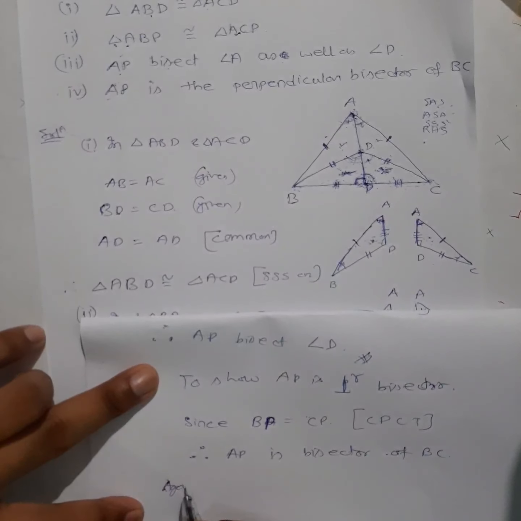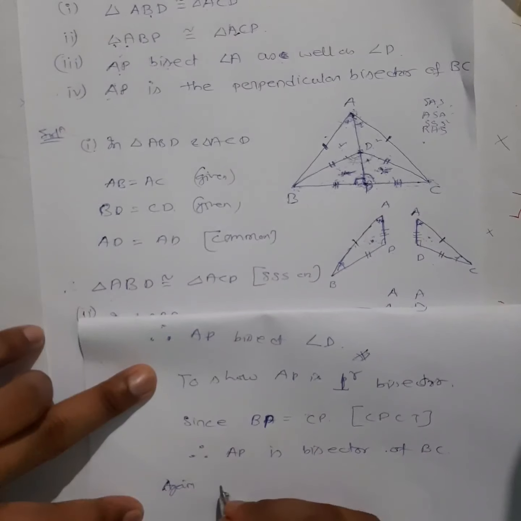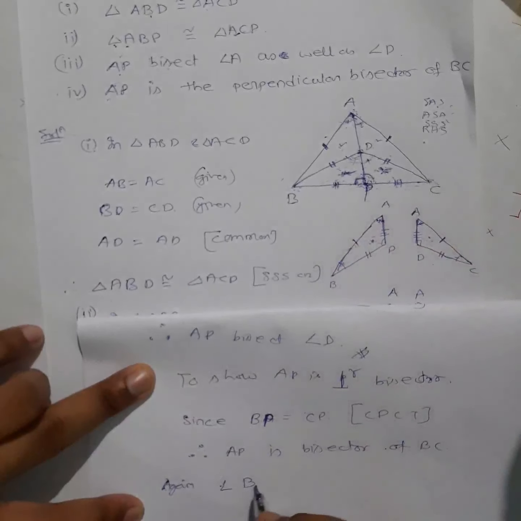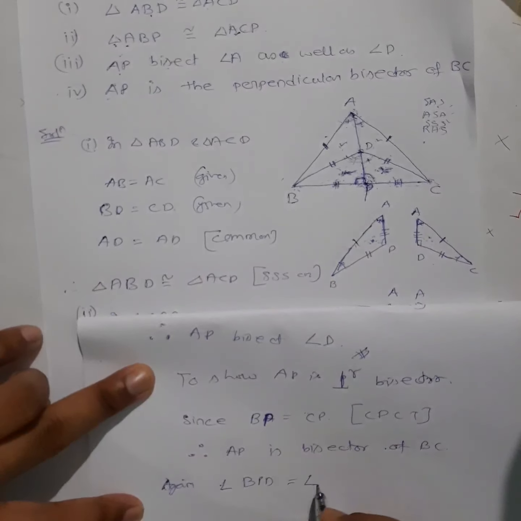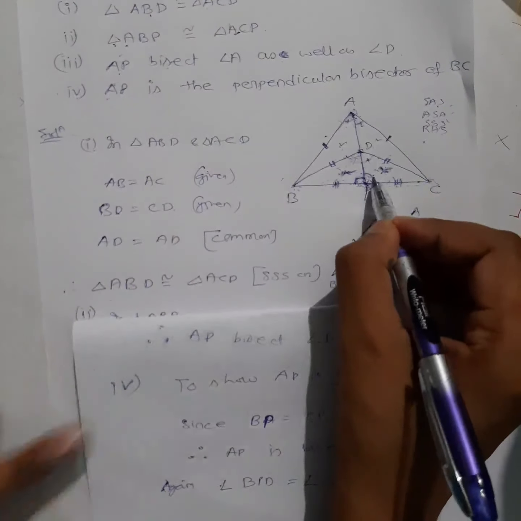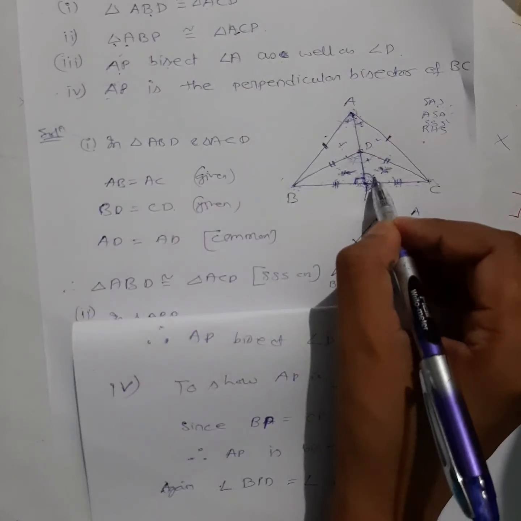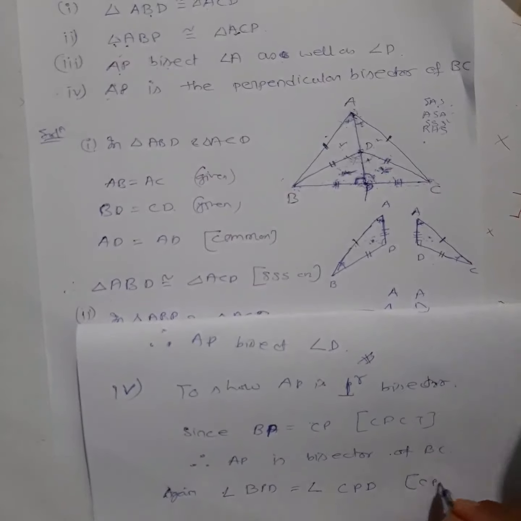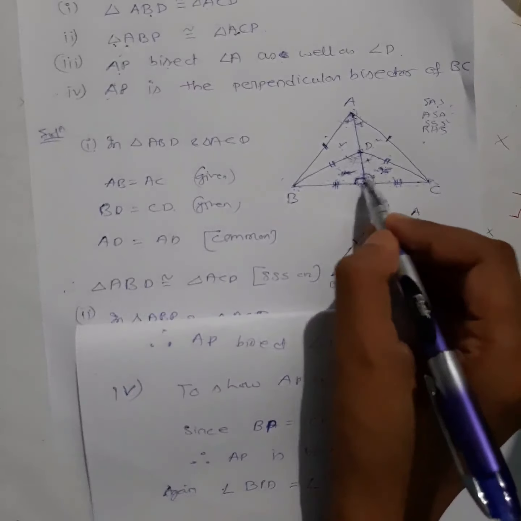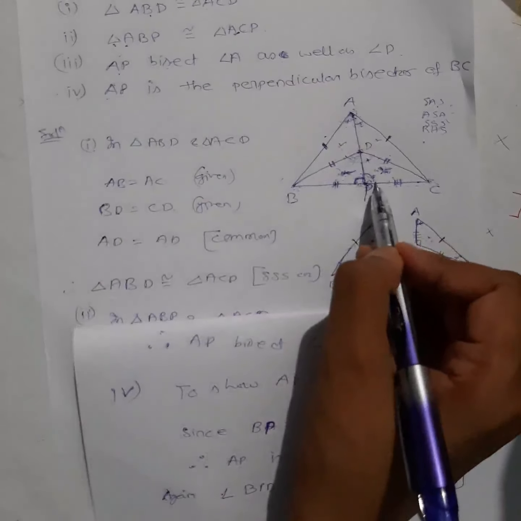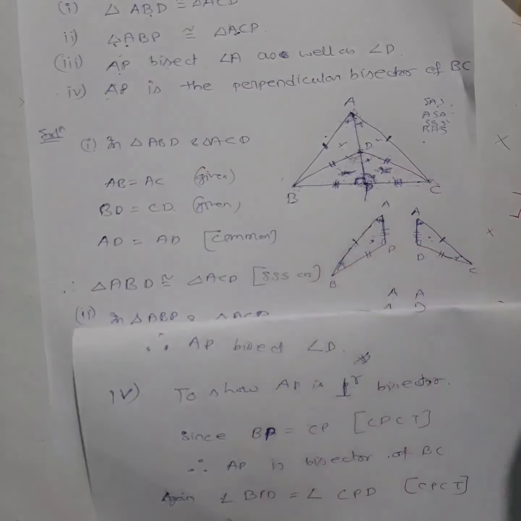Again, angle BPD is equal to angle CPD. This angle and this angle equal, right? I have to show what? This angle 90 degree I have to show. For that, I know that these two angles are equal. First thing, CPCT again, corresponding part of congruent triangle. That's why these are equal. These two triangles congruent. That's why these two angles equal. Okay. Now see, this is how much? Total 180 degree.